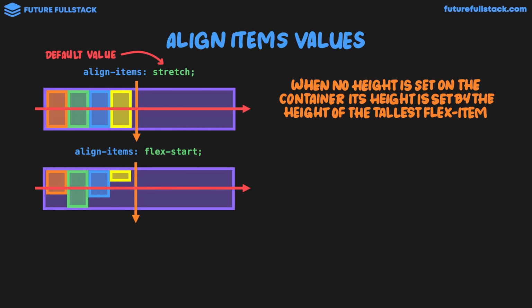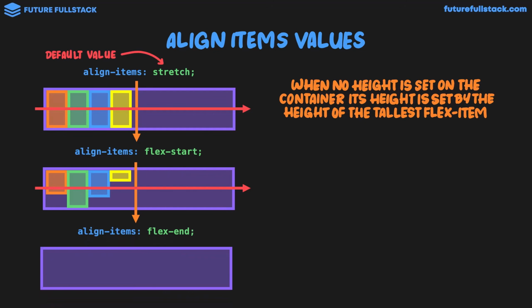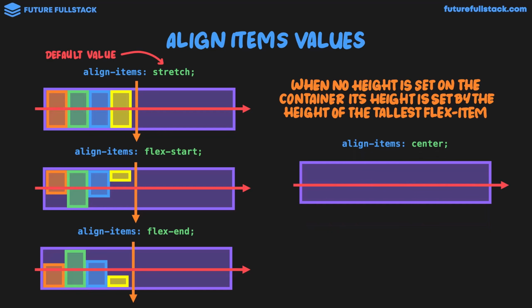We then have align items Flex end. We have our Flex container, our main axis, our cross axis, and our Flex items will look like this. That is at the end of the cross axis. You can see it's the complete opposite of align items Flex start. The next value is align items center, with our Flex container, our main axis, our cross axis, and our Flex items will now be centered on the cross axis, so it'll look like this.